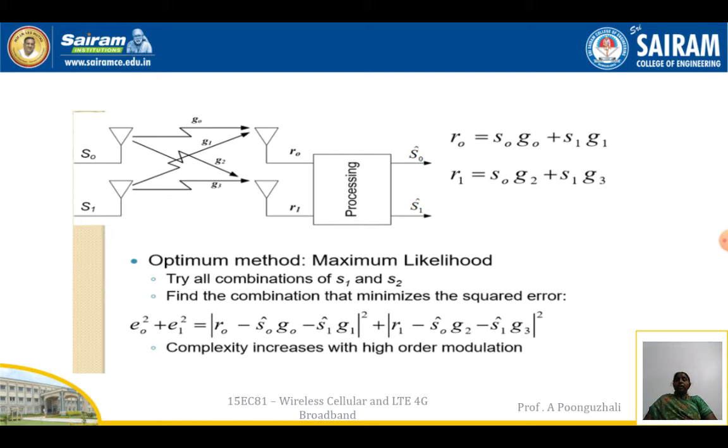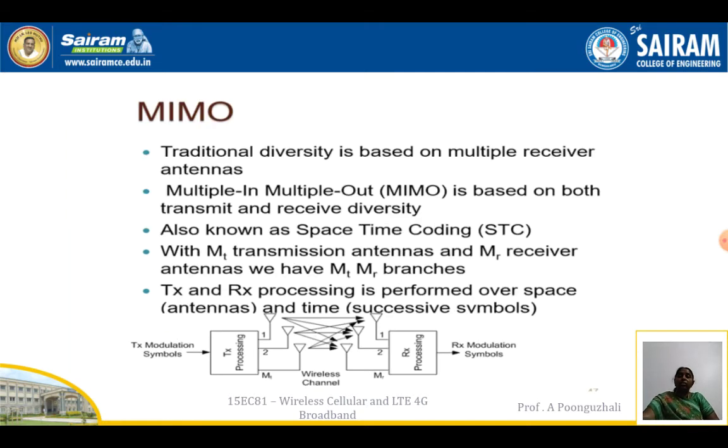Now we try all the combinations of your S1 and S2, and we find the combination that minimizes the squared error. The squared error is E0 squared plus E1 squared, because two paths, two slots, have been taken. That is equivalent to (R0 minus S0 cap G0 minus S1 cap G1) squared plus (R1 minus S0 cap G2 minus S1 cap G3) squared. So the complexity is going to increase completely with higher order modulation.